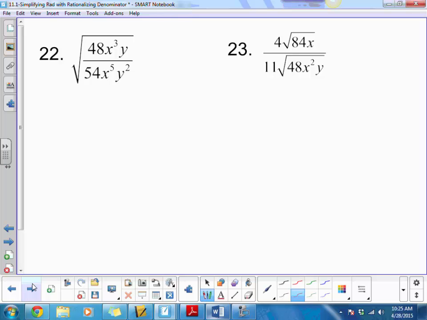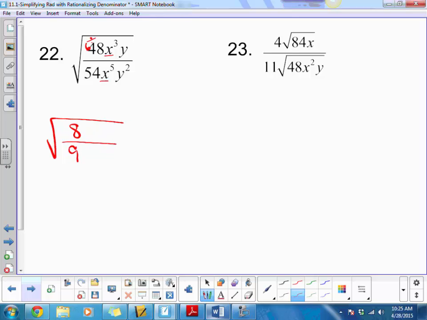All right, let's look at example number 22. The first thing that I would do is try to use all of my rules to simplify fractions. I'm just going to ignore this radical symbol for a second. So I know that 48 and 54 are both divisible by 6. So that's the first thing that I'm going to do. I'm going to divide these two terms by 6. 48 divided by 6 is 8, and 54 divided by 6 is 9.